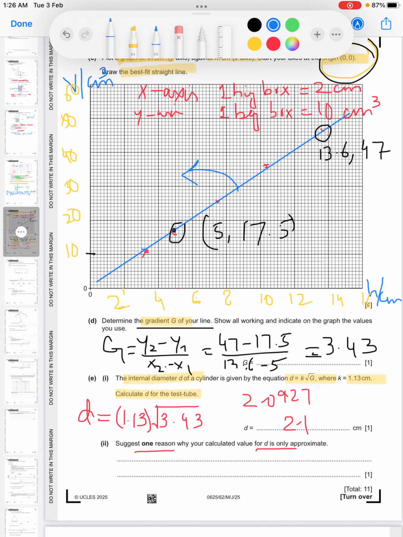So I can write that, or we can say that the gradient is not accurate because this line gives the value of the gradient, right? Or we can say water might stick to the measuring cylinder, that's why we don't get the exact values, it may vary. Okay, so here I am giving the main reason: the line of best fit is an approximate. So obviously it gives you an approximate calculated value.